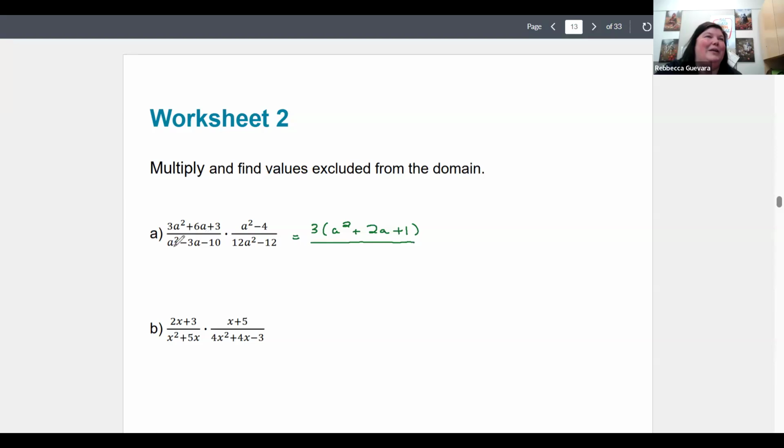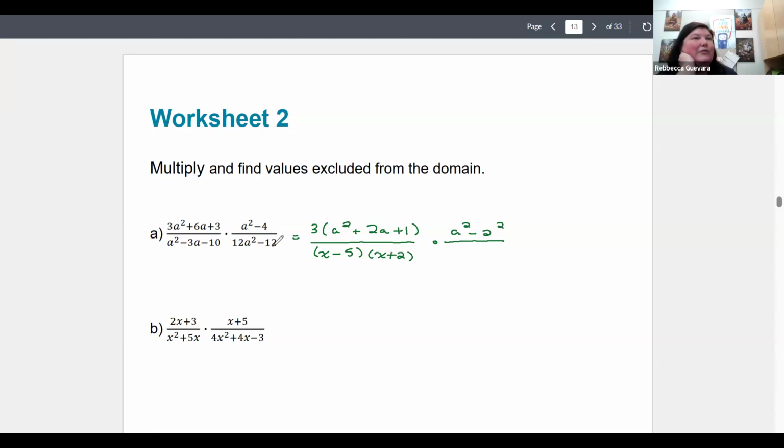On the bottom, we have a squared minus 3a minus 10. So we just need two numbers that would multiply to give us negative 10, but add to get us negative 3. So that would be a minus 5, a plus 2. We'll factor this one a little further. This one just has an extra step. So we have an a squared minus 4. Remember, that's just a squared minus 2 squared. So that's going to be a difference of squares.